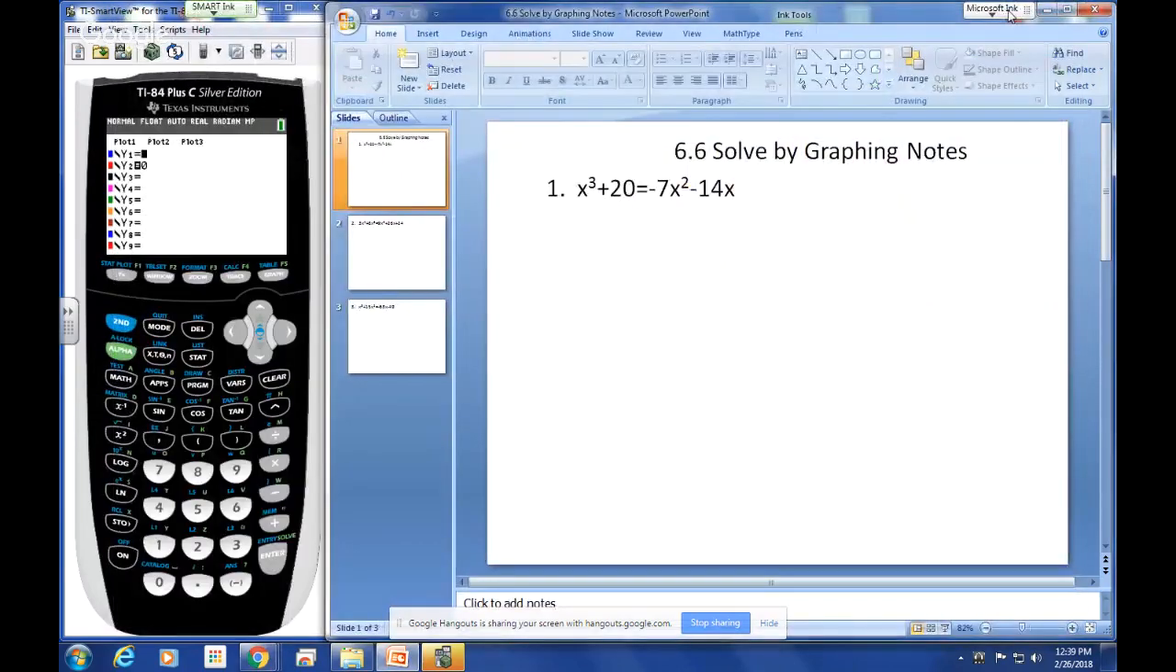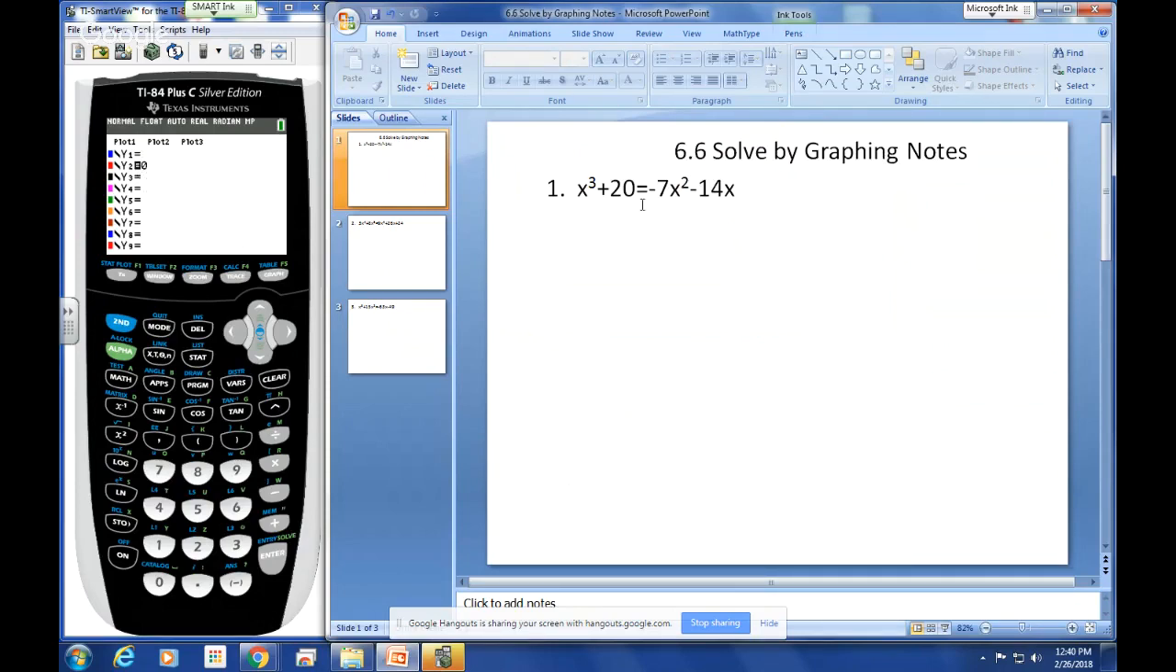Okay, so we're doing 6.6, solving by graphing notes. One thing I want to point out with solving by graphing is that it basically means I expect you to use the graphing calculator and just graph it and find solutions. We're always going to have the second value equal to 0, so you can see that I already put that in.